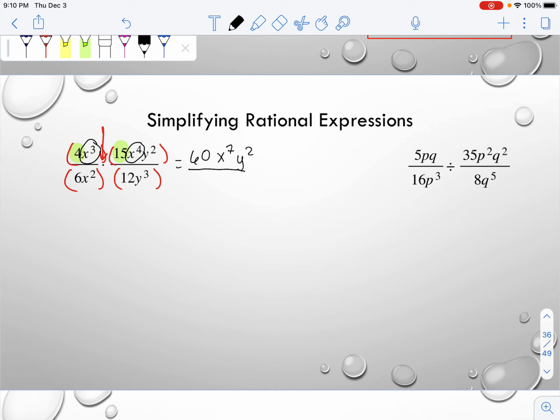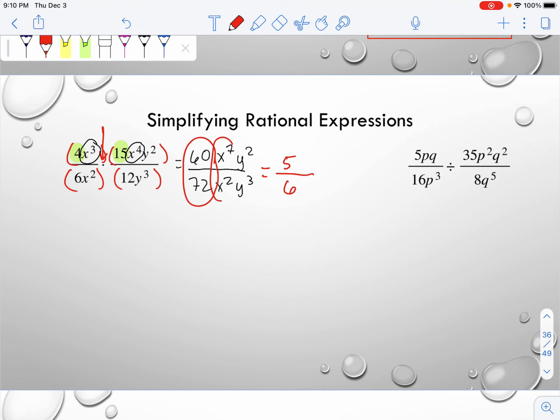Do the same process for the denominator. 6 times 12 is 72. And then x squared is by itself, y cubed is by itself. Now it looks like one of the first questions we just did. We just have to simplify its parts. So 60 over 72 has a common factor of 12 in it. If we yank a 12 out of both, that reduces to 5/6.